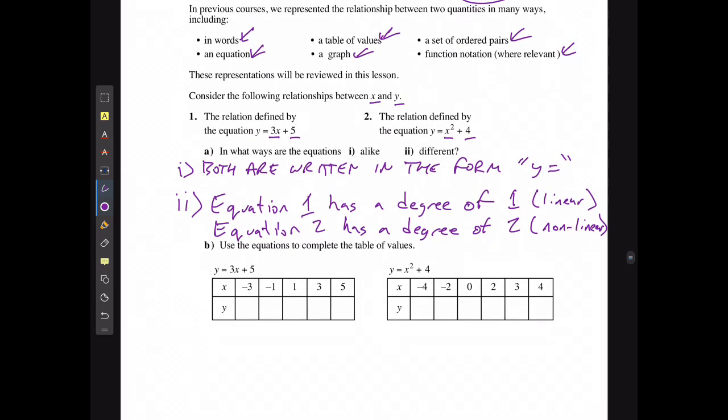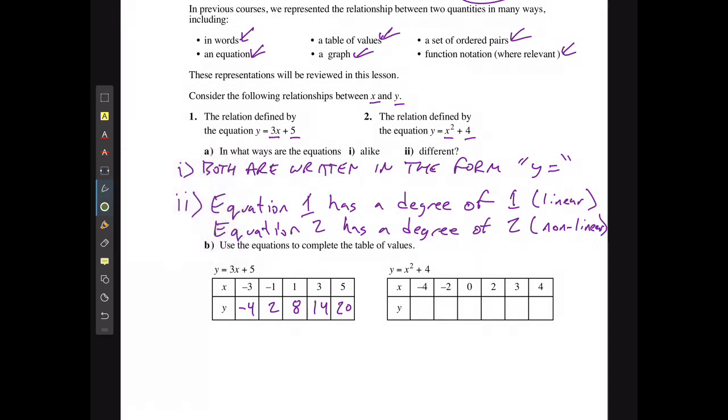If I'm going to use the equations to complete the table of values, I'm just going to replace the x values to solve for what the y values would be. So if x was negative 3, then y would equal 3 times negative 3 plus 5, or negative 4. If I replace x with negative 1, 3 times negative 1 plus 5 is going to give me 2. 3 times 1 plus 5 is going to give me 8. 3 times 3 plus 5 is going to give me 14. And 3 times 5 plus 5 is going to give me 20.